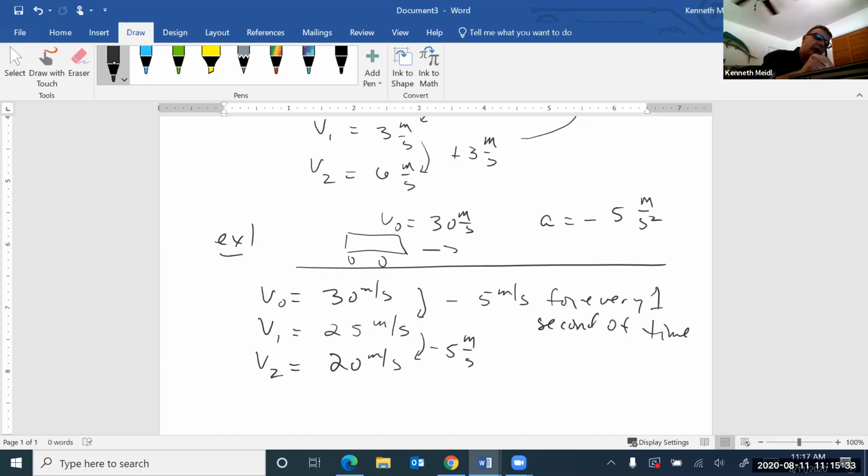And so obvious questions that start showing up at the back of chapter 2 in your homework assignment would be, well, the car is going 30 meters per second when you first see it, and you have a deceleration rate of 5 meters per second.